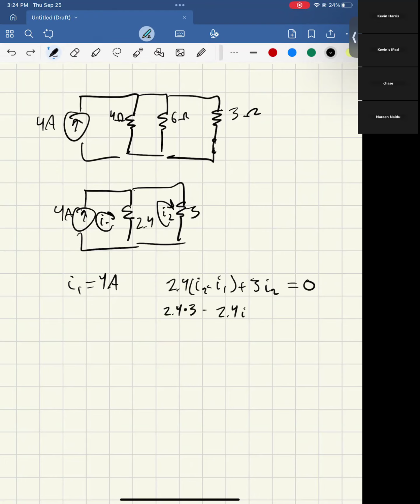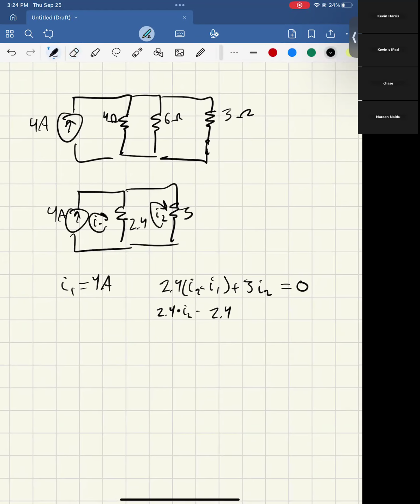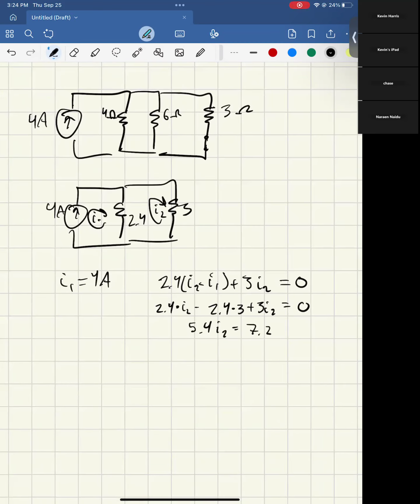However, we know what I1 is, so it's going to be 2.4 I2 minus 2.4 times 3 plus 3 I2 equals 0. And then we can find I2. What is it going to be? 5.4 I2 equals 2.4 times 3, which is 7.2, I think. That feels right. Yeah. And then if we do 7.2 over 5.4, you get 1.33 or 4/3.